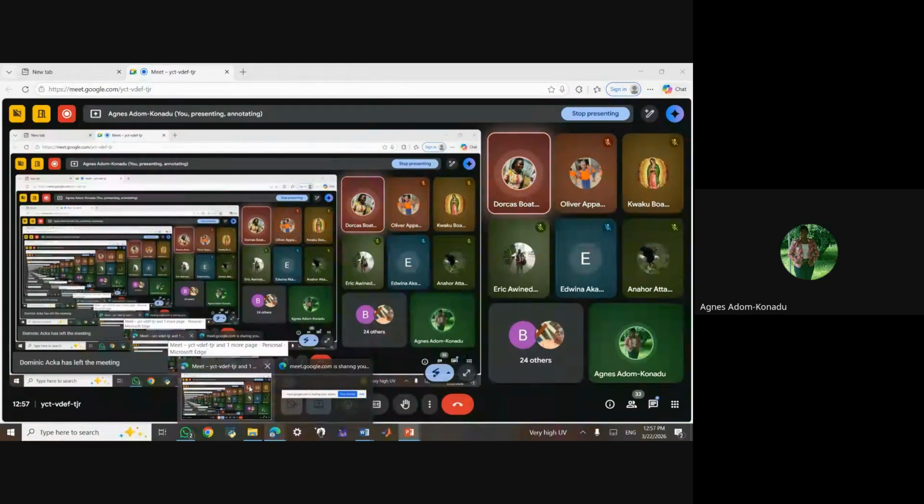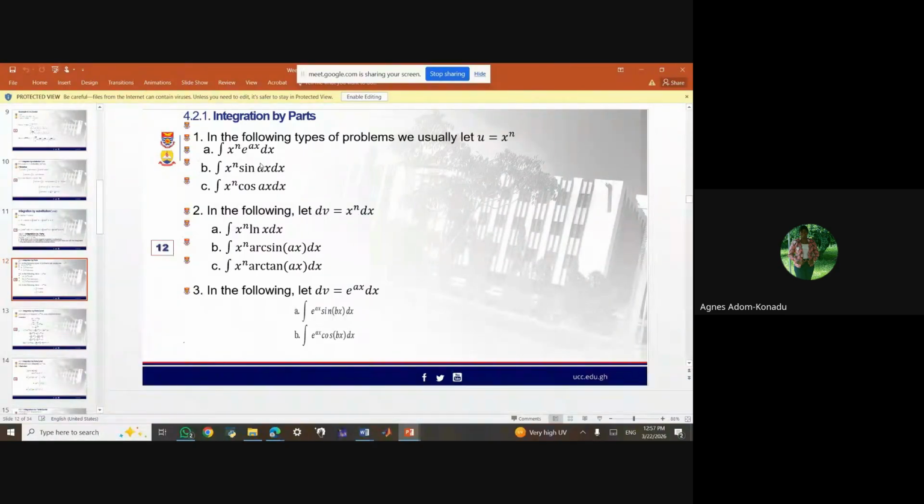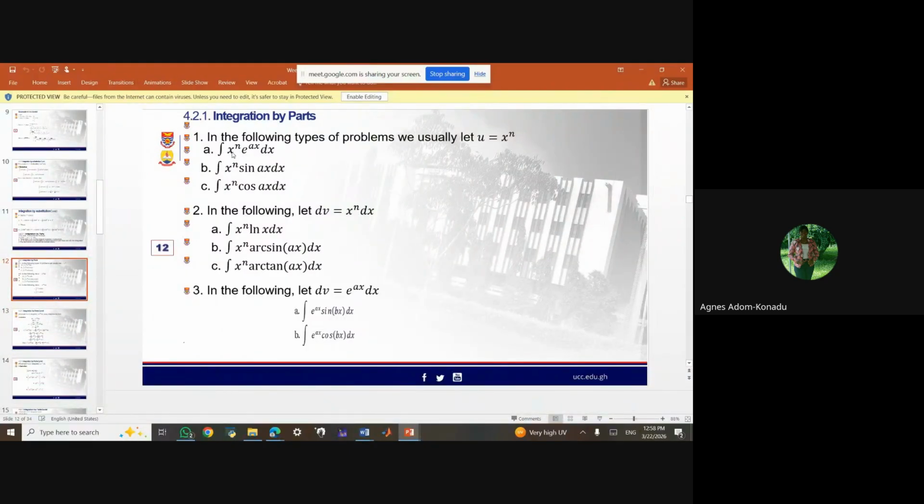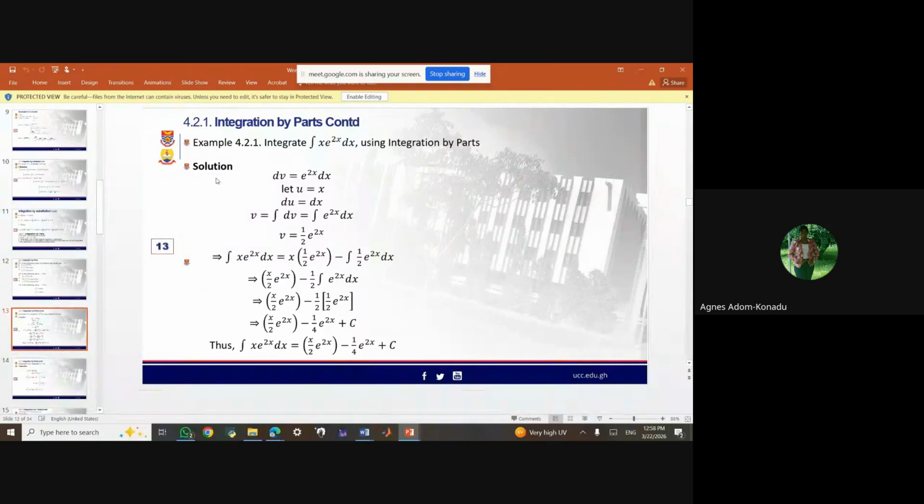It's type 1A. So let's go back. We can see that this is x to the power n, and our n is 1, times e to the power 2x. So it's type 1A: x to the power n, e to the power ax. They are saying that we should let our u be x to the power n. So our u will be x, and then our dv will be e to the power 2x. So let's go to the board.